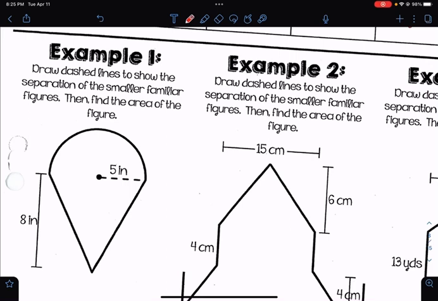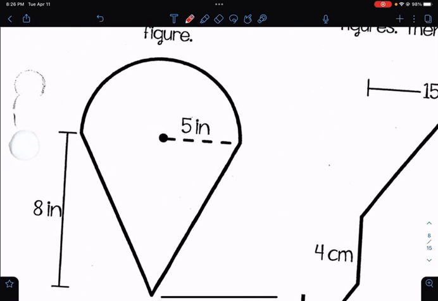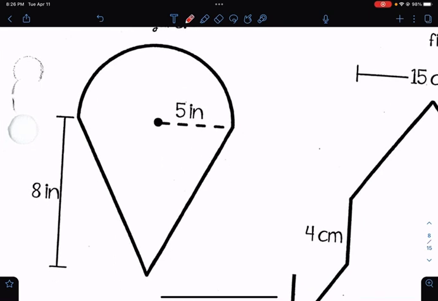One thing that's going to be very helpful, and I want you to underline this, is to draw dashed lines to show the separation of the smaller familiar figures. This looks kind of like an ice cream cone or snow cone. So we can draw a dotted line all the way across. Now we have this half circle and this triangle.